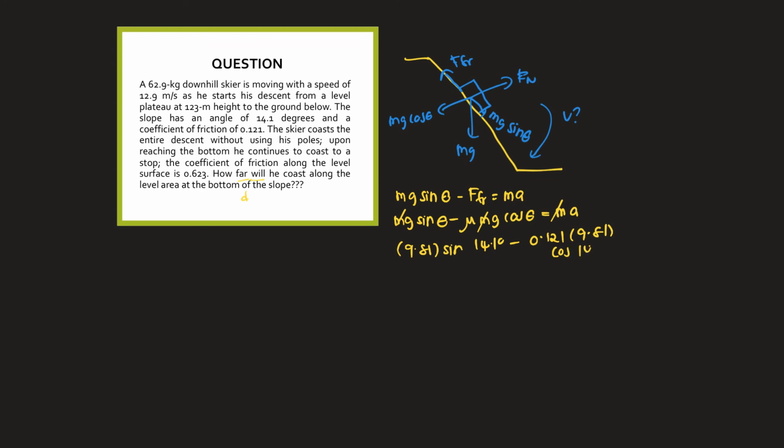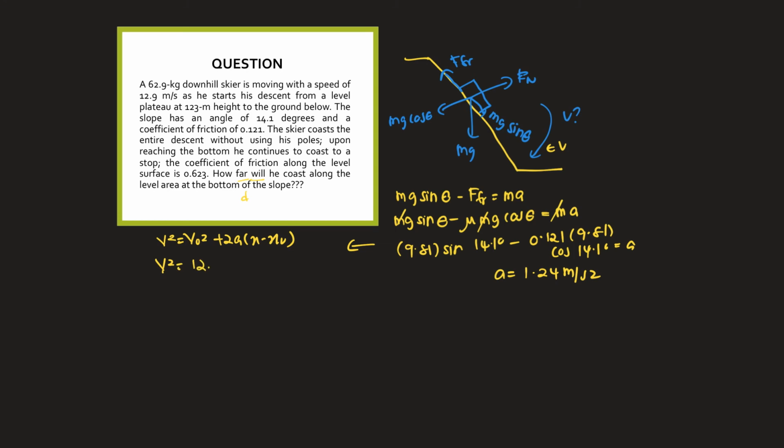cos 14.1 e. So find the a first. Acceleration here, you're going to get 1.24 meter per second square. Once you find the acceleration, the thing that you need to find here is v, which you're going to use kinematics. So I'm going to use the formula v square equals v naught square plus 2a(x minus x naught). So I need to find the v final here.